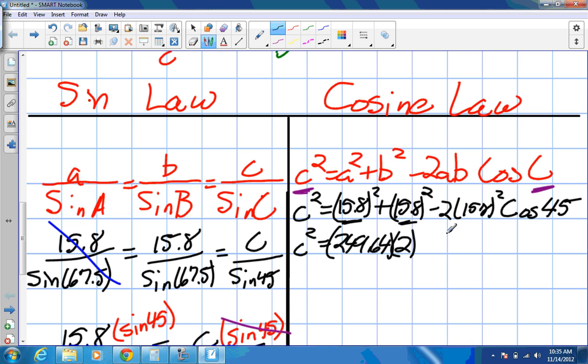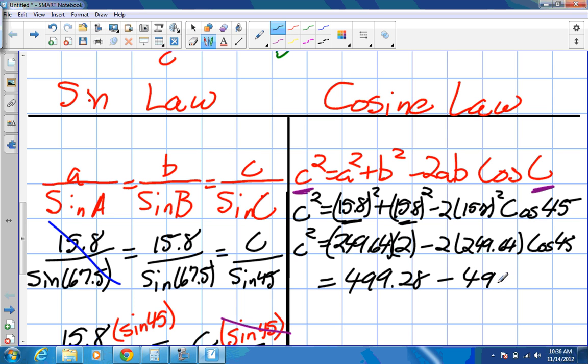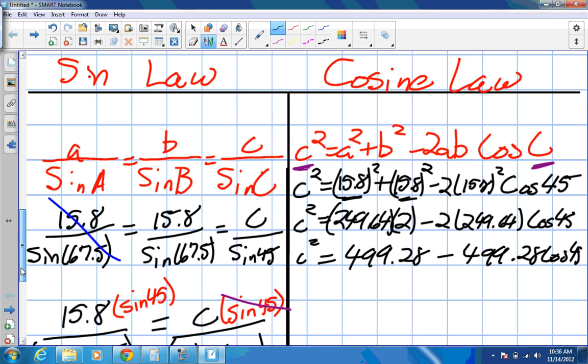2 times, and we know 15.8 squared, we just did that, is 249.64. I really only had to use a calculator once here so far. Cos 45. What is 249.64 times 2? 499.28. You guys are the best. There you go. Cos 45. Now, according to BEDMAS, what would be my next step? Multiply what? Negative 499.28. That's right.